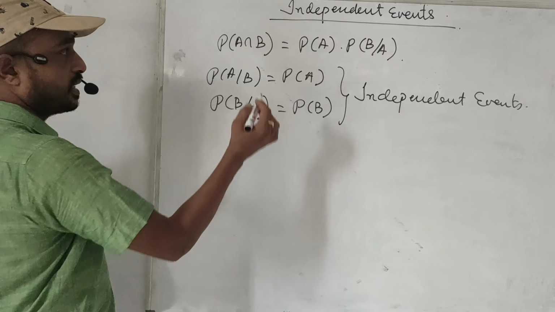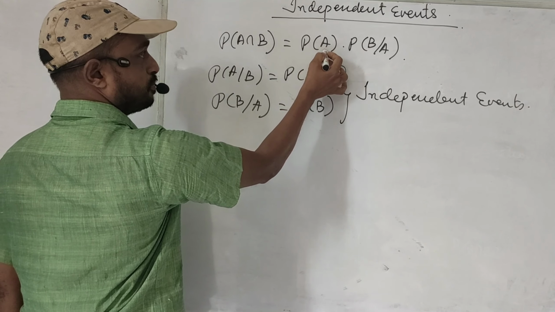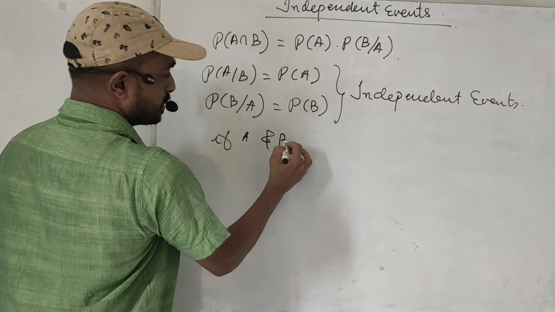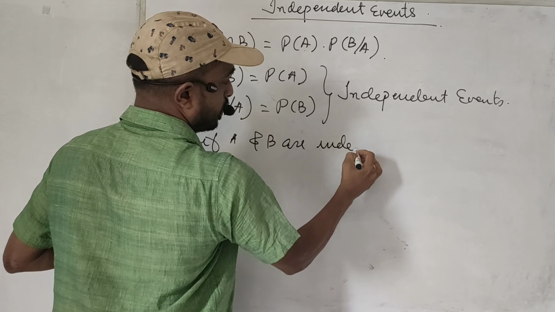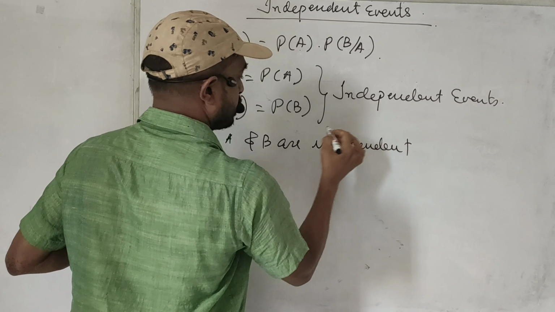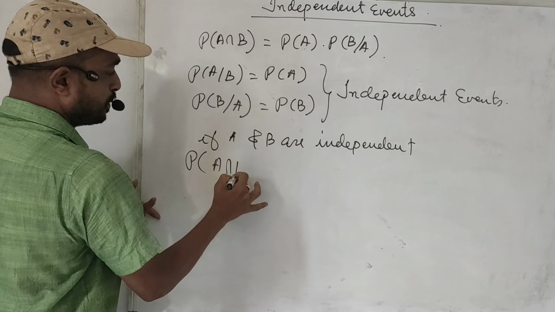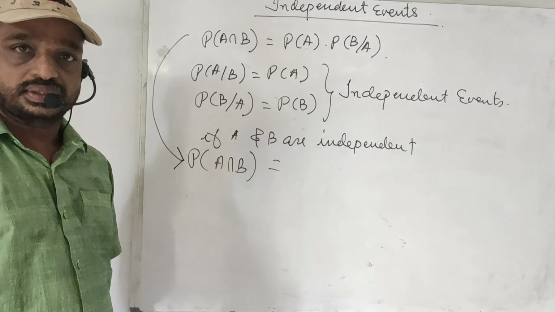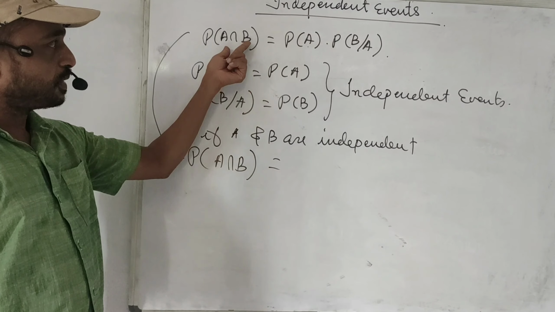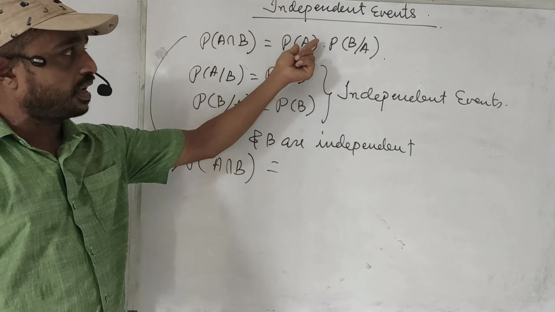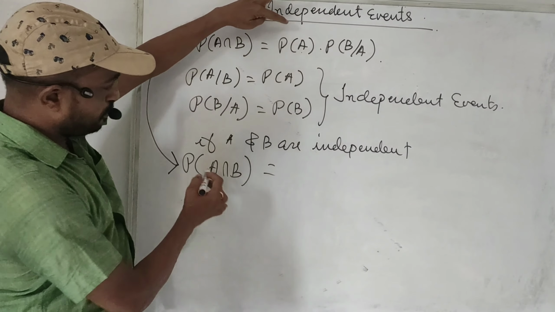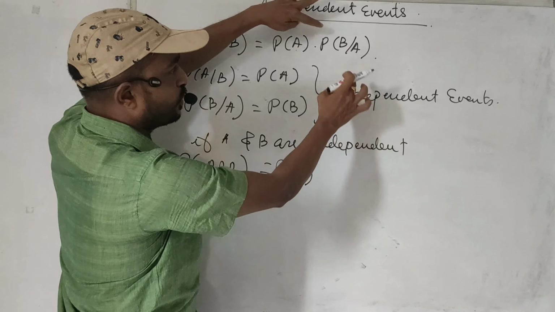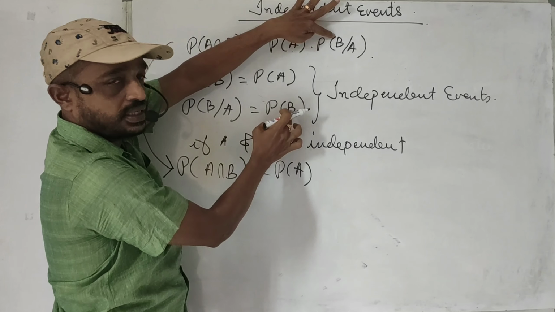See, we have also seen that P(A ∩ B) = P(A) × P(B | A). So if A and B are independent, what will be P(A ∩ B)? We are using this rule, and this rule is nothing but the multiplication rule that we have seen in our last lecture. So P(A ∩ B) is equal to P(A) × P(B | A). If A and B are independent, what is P(B | A)? P(B | A) is P(B) itself.